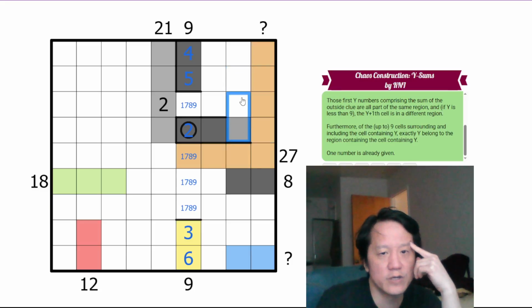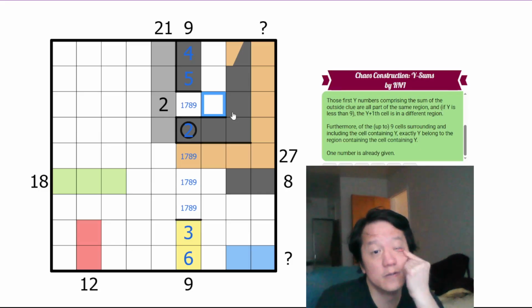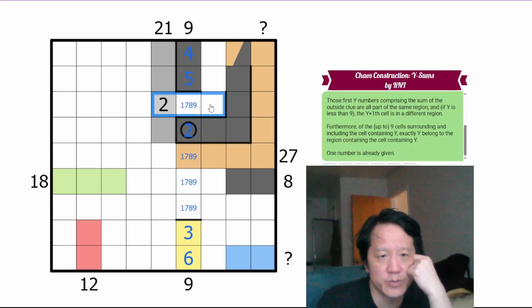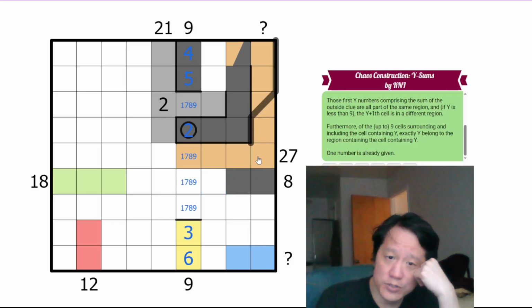Therefore, this goes this way. Cannot be part of that, so it has to go that way. This is, again, orange or dark. This is 5 cells. So, okay, so this cannot be region. This cannot be region. So this has to be part of medium. This is already too many cells, so this can't be part of that region.